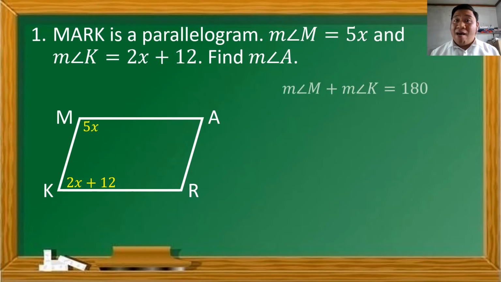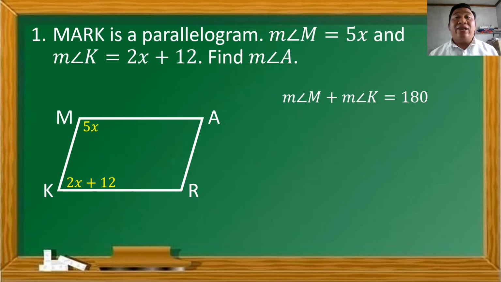Okay, so kailangan ipakita natin that angle M and angle K are supplementary. Alright, so that would be the measure of angle M plus the measure of angle K is equal to 180 degrees. Alright? So, ayan na. Pinakita na natin na supplementary sila. Ngayon, ang pwede natin gawin, since we are talking about the measures of these angles, pwede na tayong mag-substitute. So, palitan na natin si measure of angle M ng 5x plus the measure of angle K, palitan na rin natin siya ng 2x plus 12, which is equal to 180. Alright? Kaya, magkakaroon na tayo dito ng 5x plus 2x plus 12 is equal to 180.